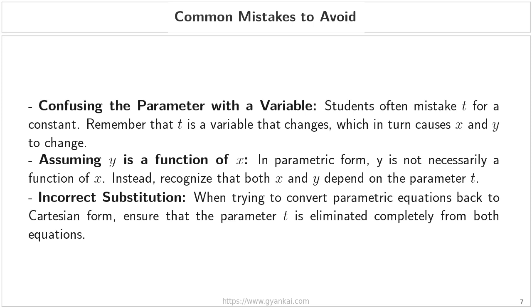Finally, let us address incorrect substitution. As we move forward, you will learn how to convert parametric equations back into the Cartesian form, like the circle equation we looked at earlier. The most common error here is failing to remove the parameter entirely. When performing this conversion, ensure that the parameter t is completely eliminated from both equations, leaving you with a final relationship expressed only in terms of x and y.